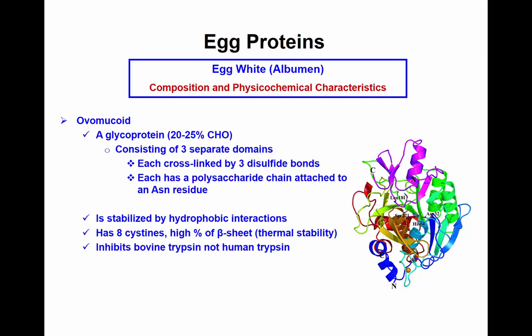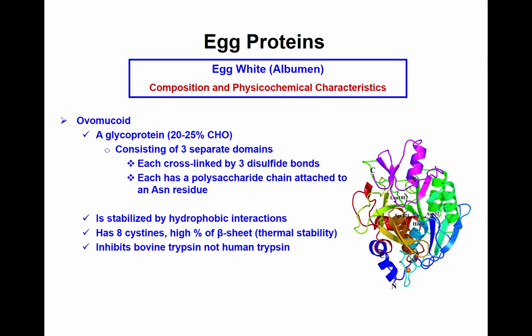Ovomucoid is a glycoprotein, and it's the highest in carbohydrate than any other albumin protein. So see, up to 1/4 of it is carbohydrate. It has three unique domains, all linked by disulfide bonds. And the polysaccharides are linked to asparagine residues.